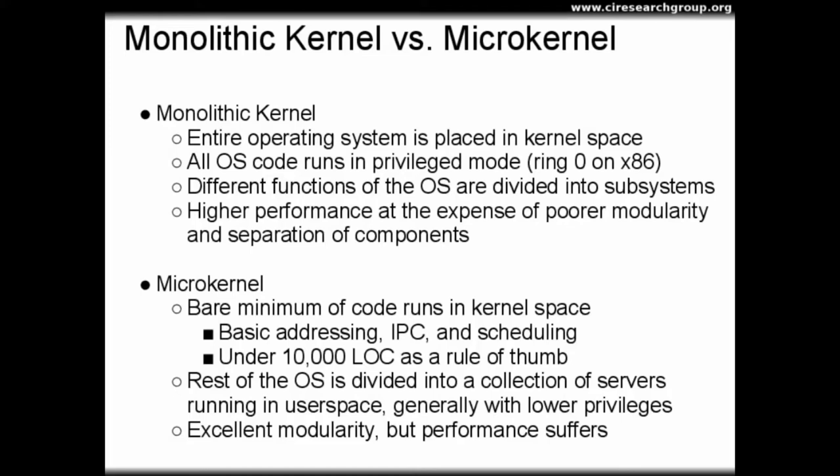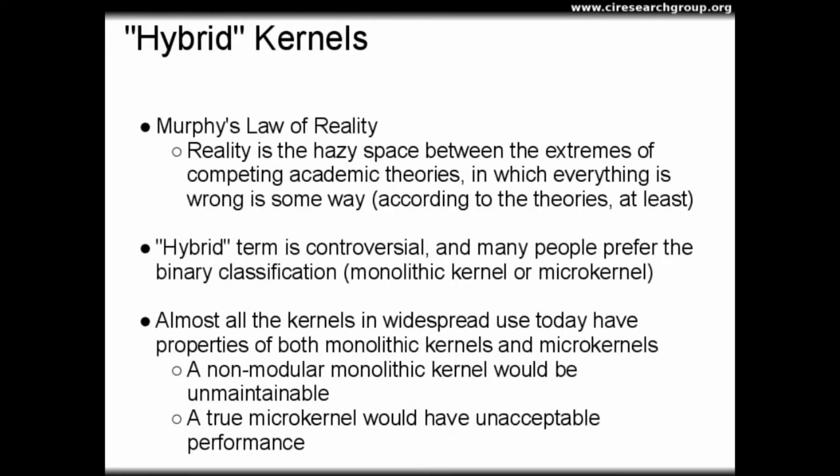Microkernel-based operating systems tend to be quite modular because they divide the operating system functions between the kernel and a set of servers that run in user space. However, because many of the core functions of the operating system are performed by user space components, which have to communicate with each other via the kernel, performance does suffer. Thus, most kernels that are in use today are a hybrid of these two designs.